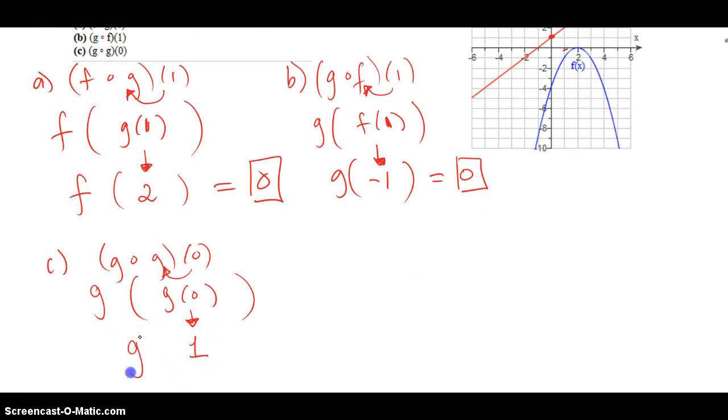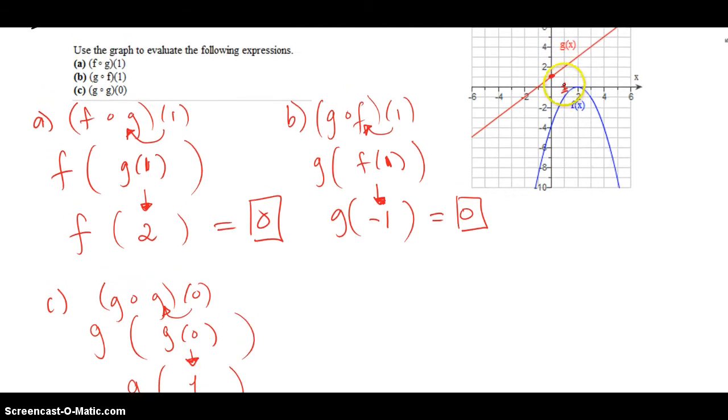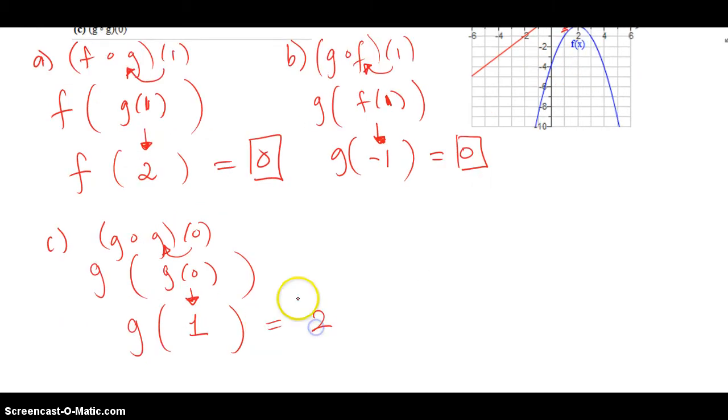Who grabs that 1? G comes again. This has nothing to do with f. Both g's get involved. G comes and grabs the x-coordinate 1 now. The new y-coordinate that was output acts like an x-coordinate now. So g of 1 says go to the x value 1, and then tell me what the y value is for g. Again, I'm focusing on the g function. Here's my ordered pair 1, 2. So when the x-coordinate is 1, the y-coordinate is 2. So g of g of 0 finally lands me at 2.